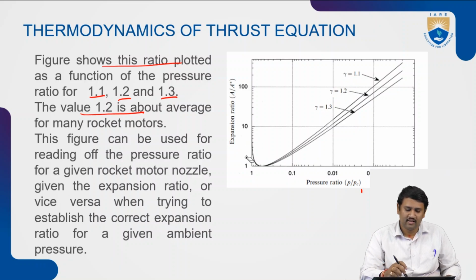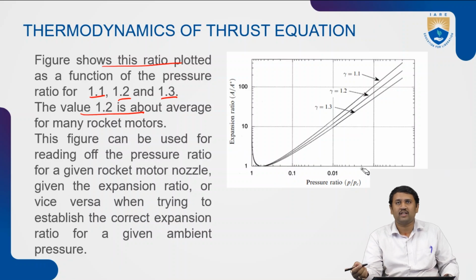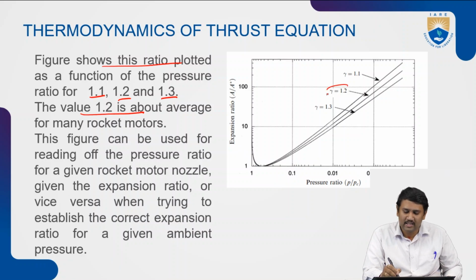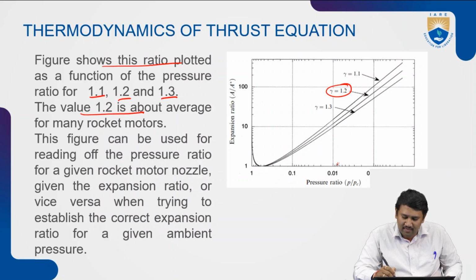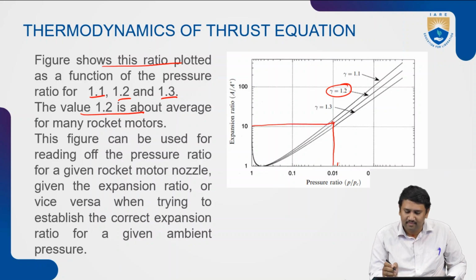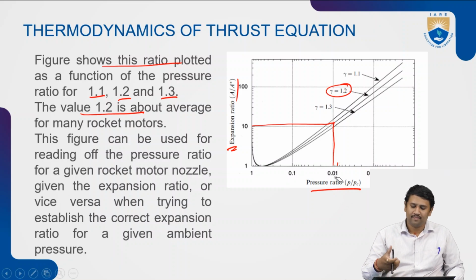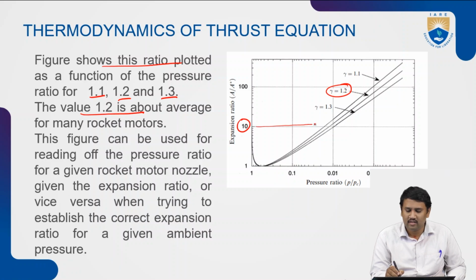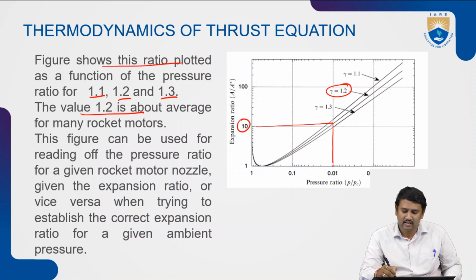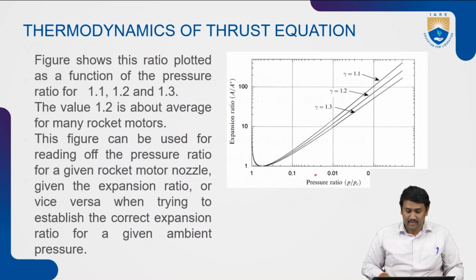Let us understand this graph a bit, so that whenever we are designing a rocket, particularly a rocket motor, we know what happens for a particular expansion ratio. For a given value of gamma equal to 1.2, which most rockets have, for a given pressure ratio, let's say 0.1, we can calculate the expansion ratio. Or for a given expansion ratio, since we are fixing our nozzles first, we can calculate the pressure ratio as and when needed.